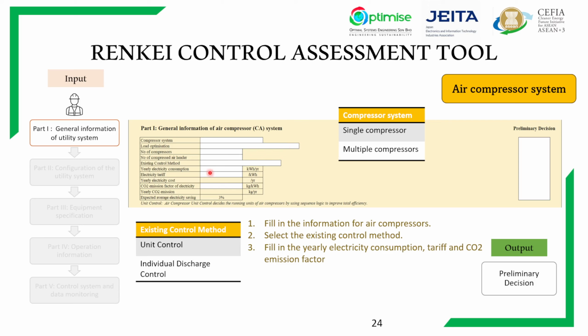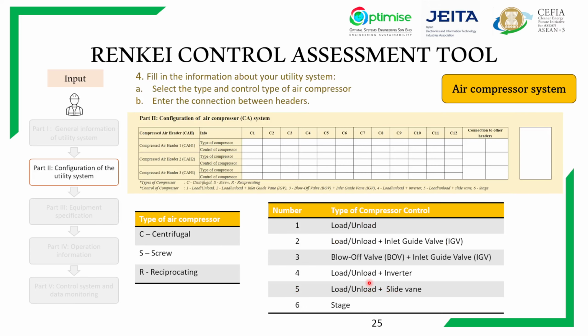And for the existing control method, please select between unit control or individual discharge control. Okay, and then here is a bit simpler than boiler because we just have electricity consumption. So fill in that information, your electricity consumption, and it will provide you the preliminary result. You can go fast with this.